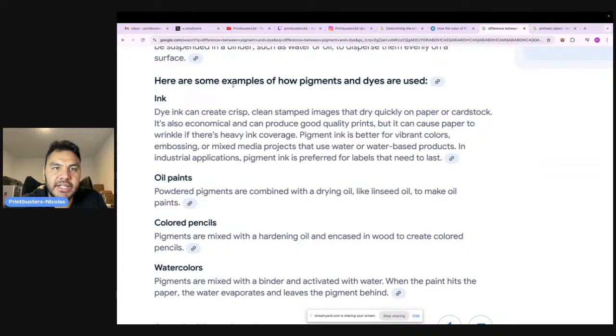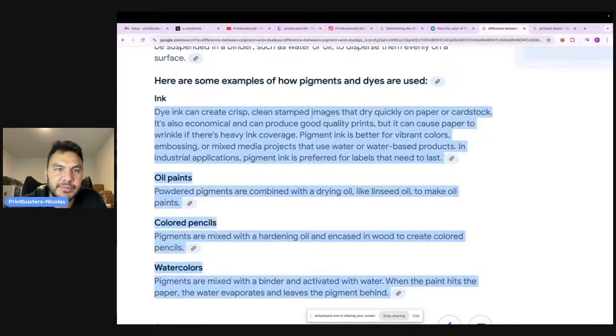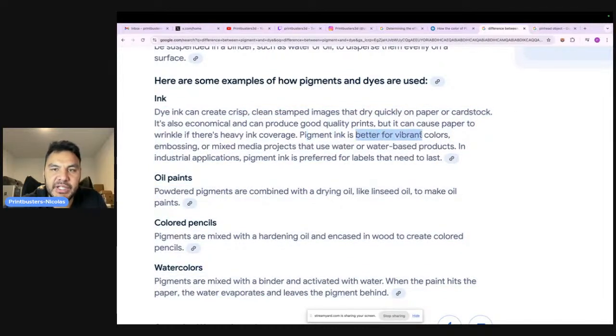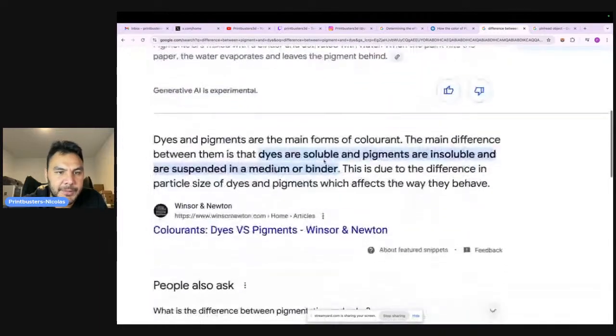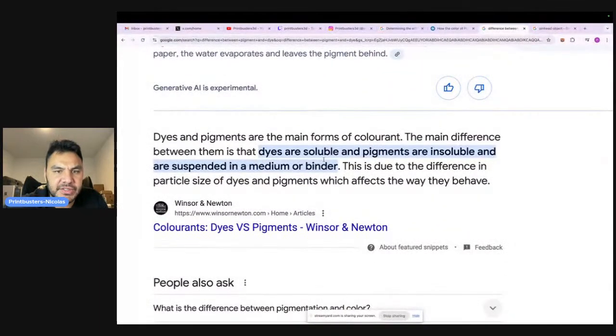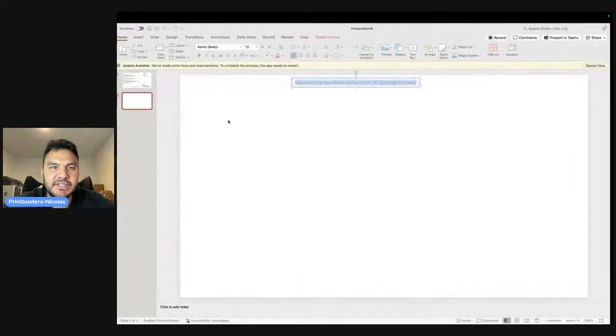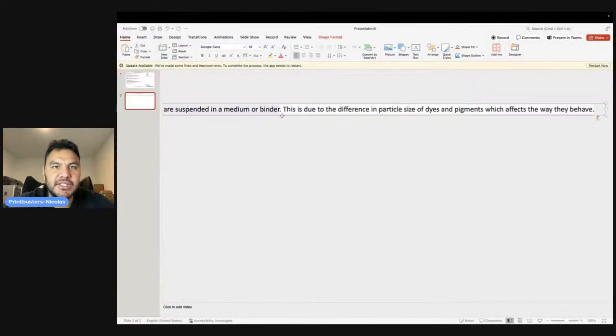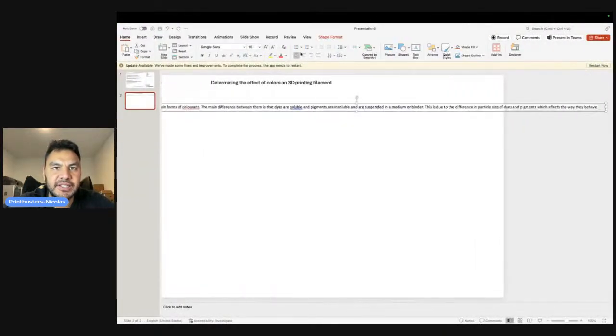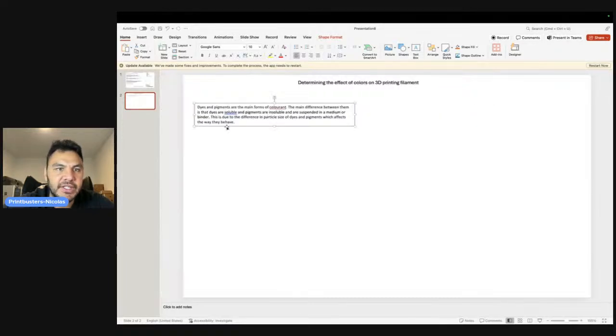Okay, so here are some examples of how pigments and dye are used. Dye ink can create crisp, clean stamp images, dry quickly, and so on. Pigment ink is better for vibrant color, embossing, and mixed media projects, and so on. Okay, so that's the difference between dye and pigment. So let me copy paste this and record that. So there is a difference between dye and pigment. Something to remember in the research.